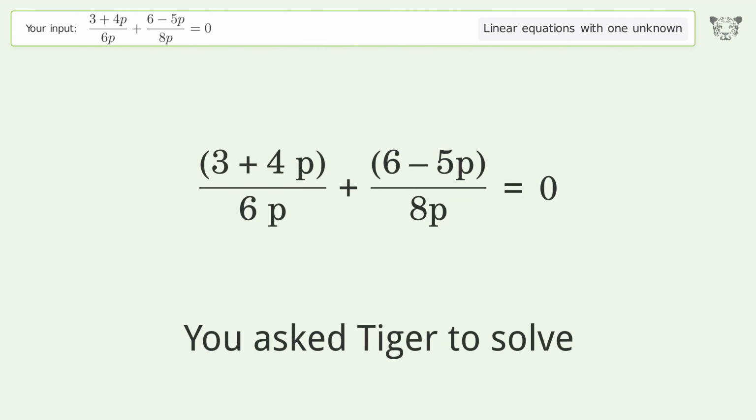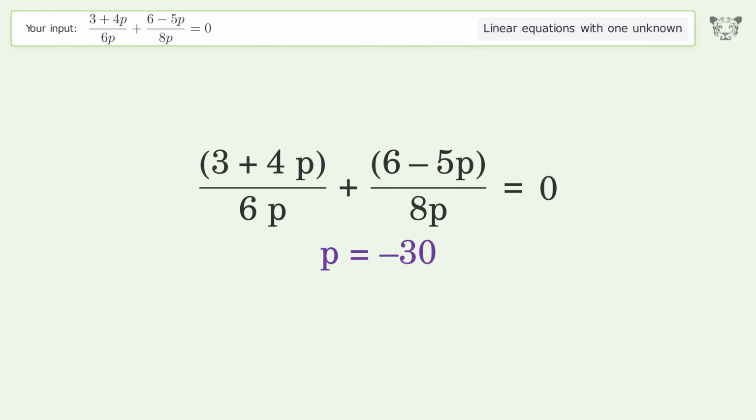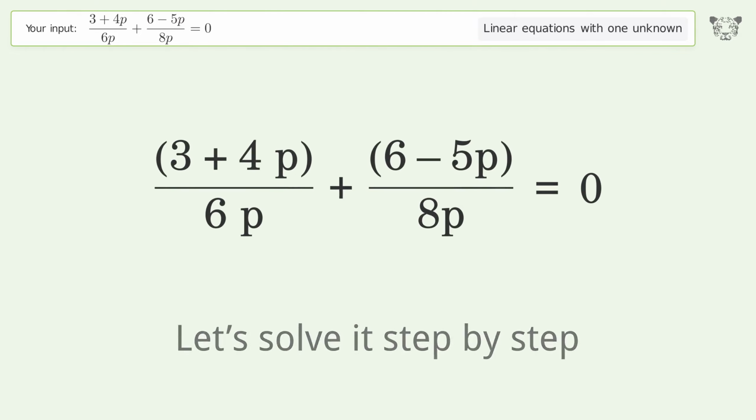You ask Tiger to solve. This deals with linear equations with one unknown. The final result is p equals -30. Let's solve it step by step.